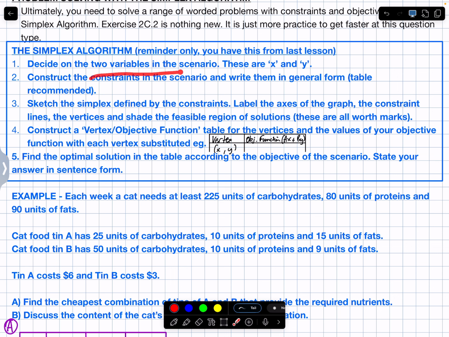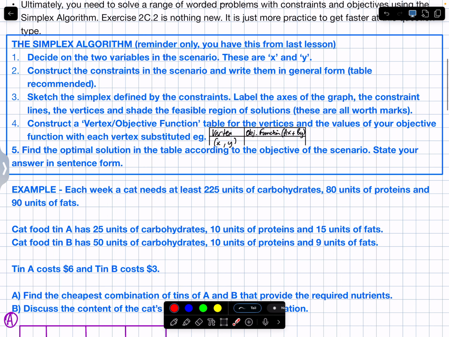Decide what the two variables are. These are x and y. Construct the constraints. You've been practicing drawing lines and coloring them in. Sketch the simplex. Label your graph. Tell me the vertices and shade in. So that's why I encourage you, you can use colored pencils if you want. All of those in step 3 are worth marks.